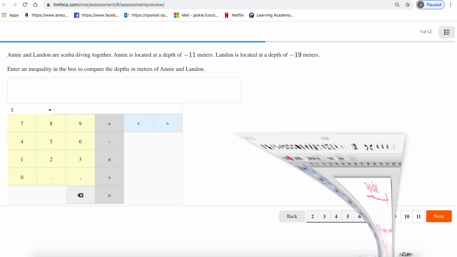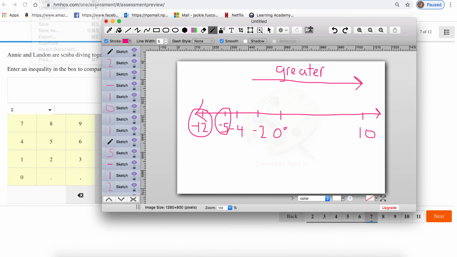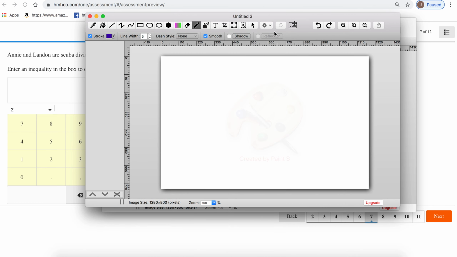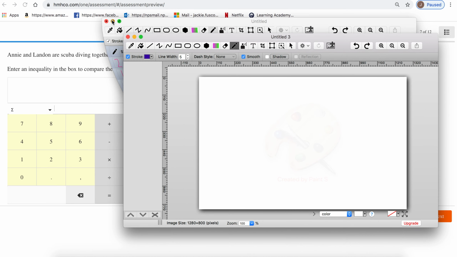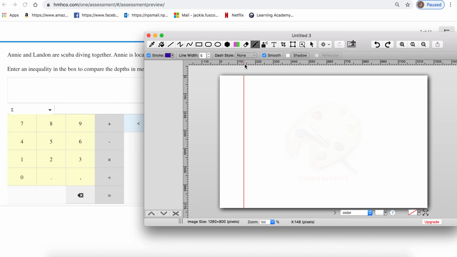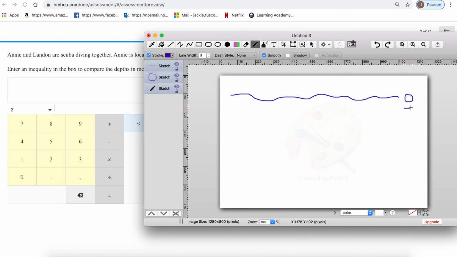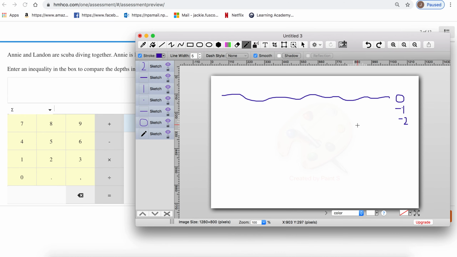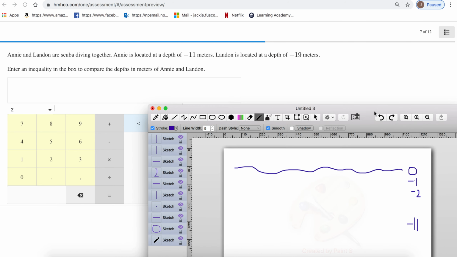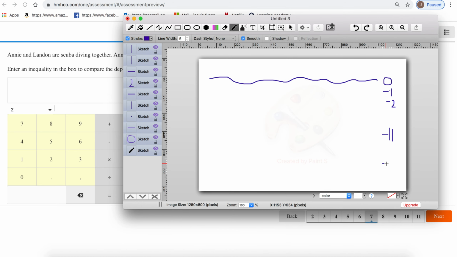So let's say we're swimming in the water, right? Here's the ocean. Perfect, it's blue already. Okay, and this is my 0. As I go down, I have -1, -2, right? And so on and so forth. So Annie is at -11, scuba diving, and Landon is at -19.